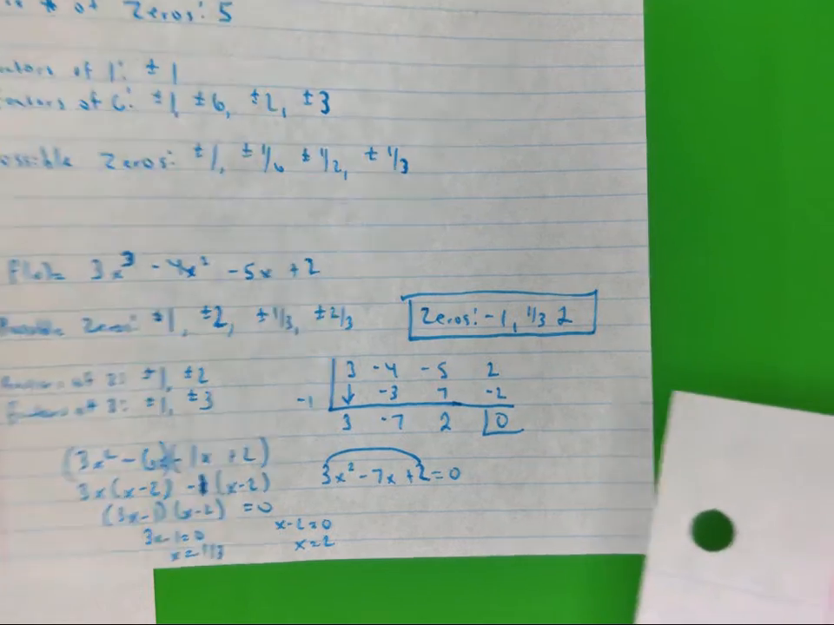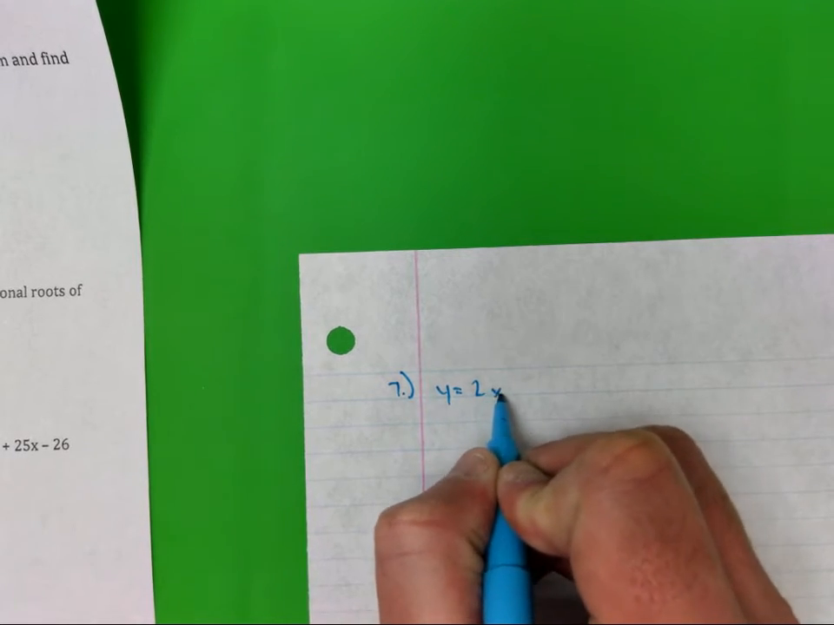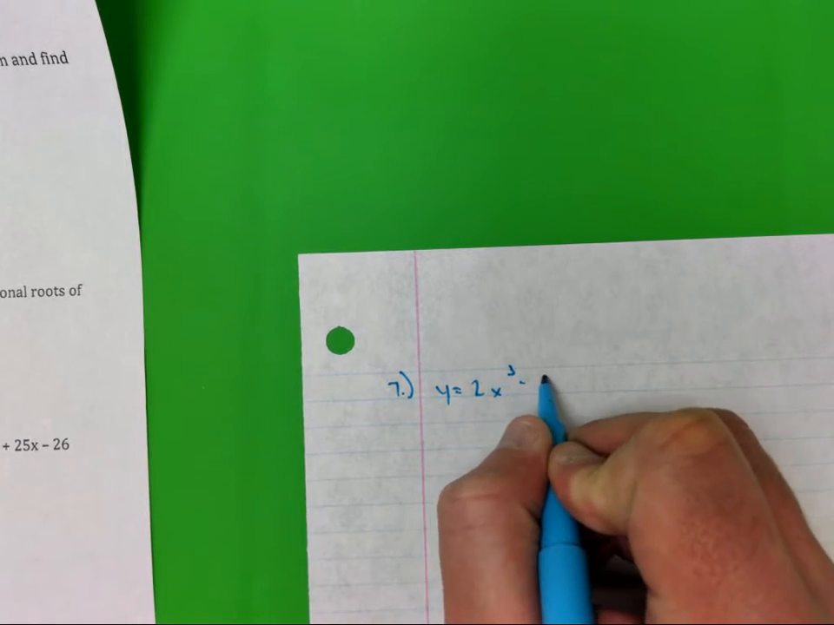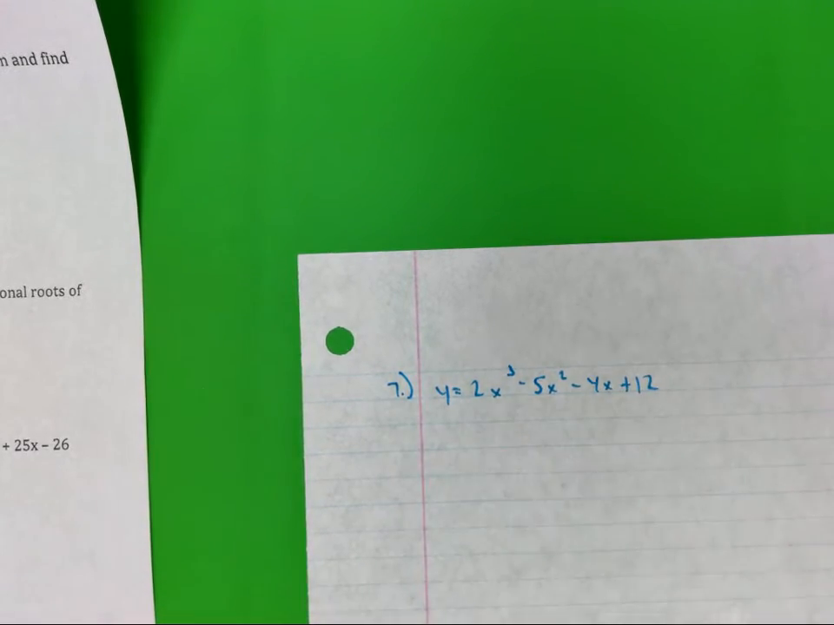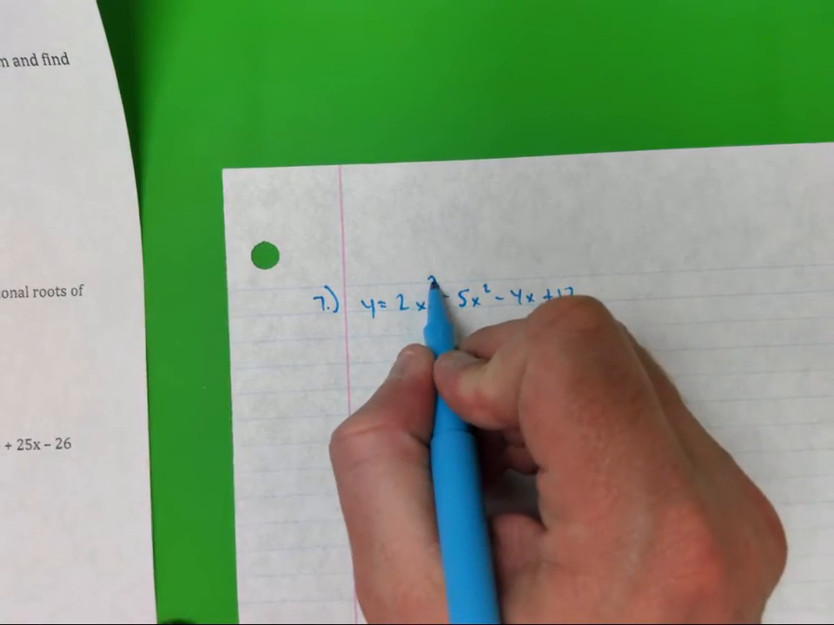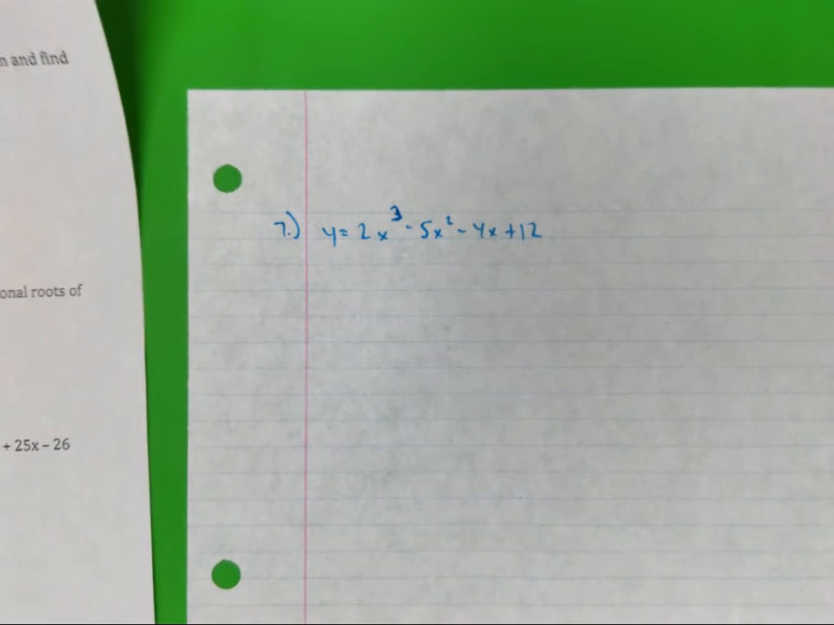All right, let's look at number 7. Y equals 2x cubed minus 5x squared minus 4x plus 12. This is a cubic function. It will have up to 3 zeros. That's the max.